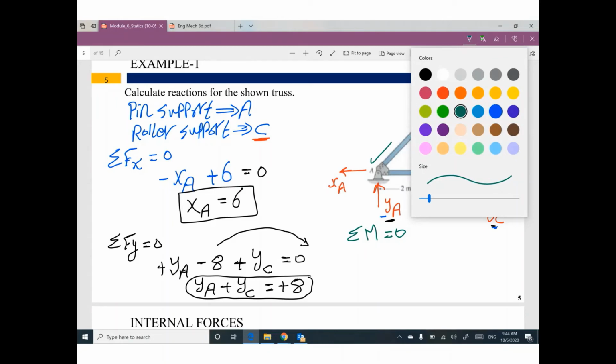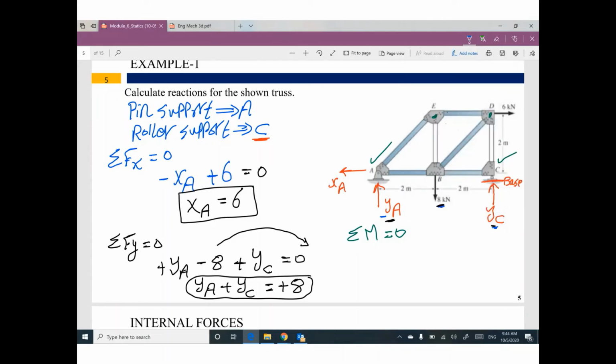Which one has more reactions, A or C? A. So I will take moment at A, and I will assume this direction is positive. Guys, it's very easy. Just listen to me and trust me. You can watch my recorded video many times. I give you some steps, a few hints. Why are you not following me? That means you are not trusting me. Anyway, I'm taking a moment at A, and I will assume this direction is positive.